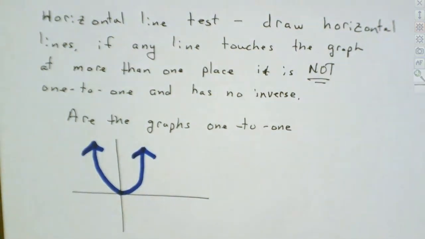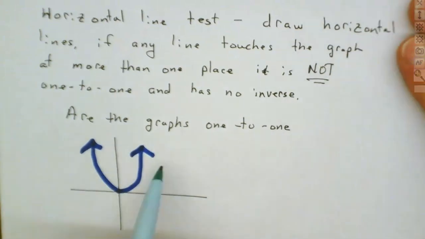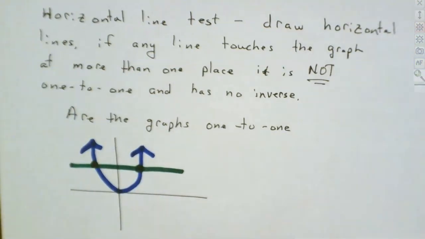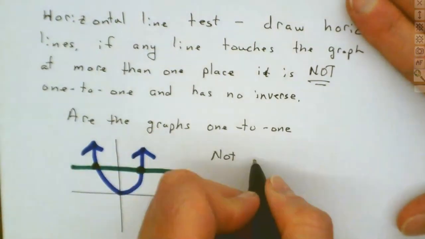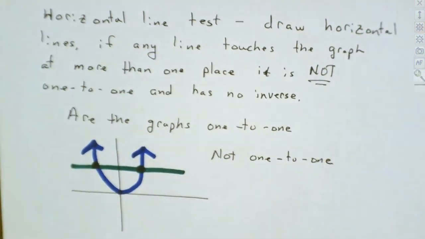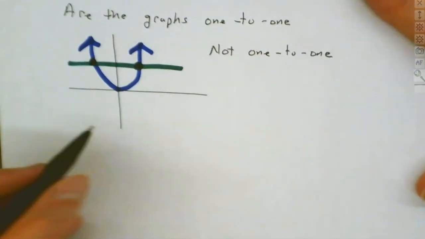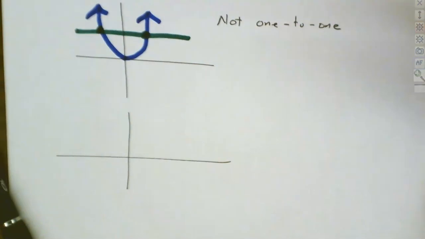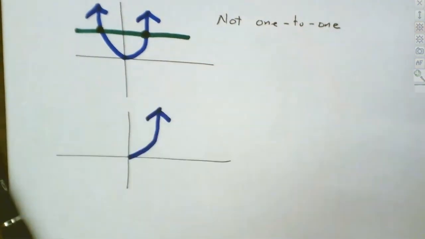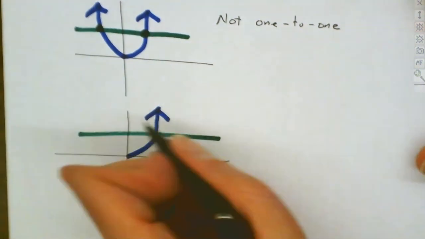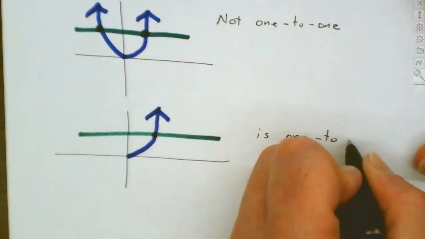No. Why not? Okay. Just like we did with the vertical line test, we do a horizontal line test. This line touches the graph at 2 places, so this is not 1-to-1. Let's do another one. What about if it was only half of it? What about if your graph looked like this? Let's say if you only had half of it like that. Would that be 1 to 1? Yes, it would. Okay, right? Because this touches at only one spot, so this is 1 to 1.